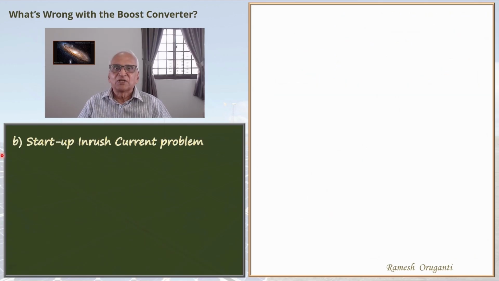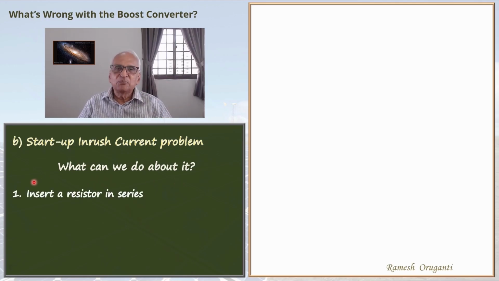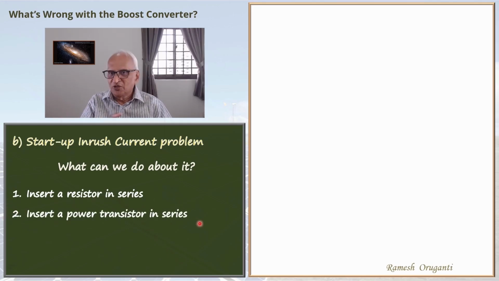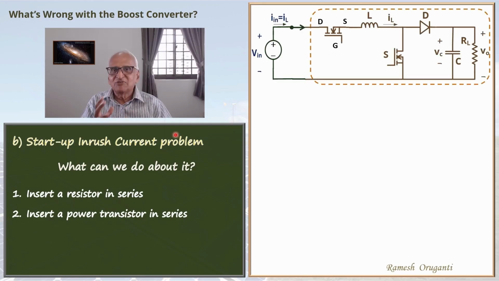So what can we do about it? One way is to insert a resistance in series on the input side. The problem is if you put a large resistance in order to reduce the current substantially, that can of course increase the loss considerably. Another way is to use a power transistor in series on the input side. So during the start, you slowly turn on the power MOSFET in order to limit the current. And once the converter has started, you switch on the MOSFET fully. This can work well.